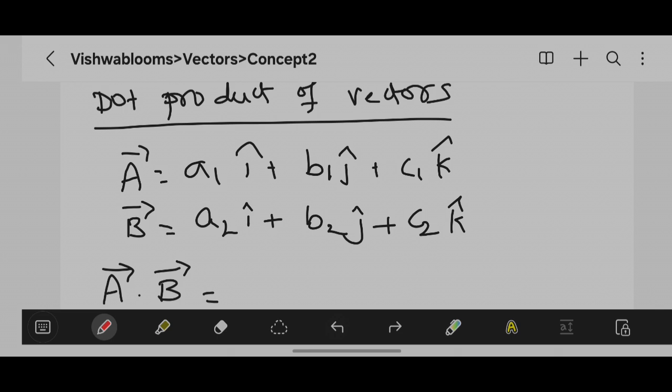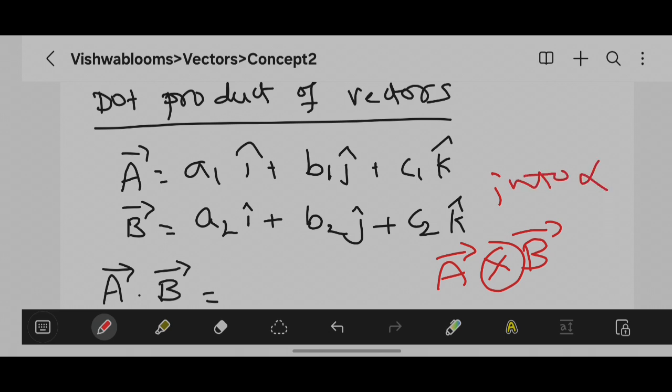So if there are two vectors, A bar is equal to A1 I cap plus B1 j cap plus C1 k cap, and the other vector B vector is A2 I cap plus B2 j cap plus C2 k cap, then A dot B. So how do you read this? A bar dot B bar. In this way you are supposed to put one dot in between them. That is nothing but dot product. And for cross product you will put a cross in between them. This is not into. If you're reading it as into, it's wrong. You have to read it as cross itself here. Don't worry, I'll explain it in the cross product video.